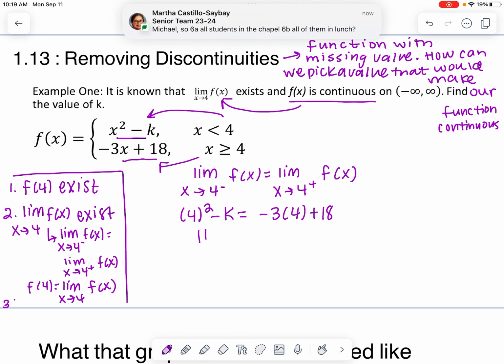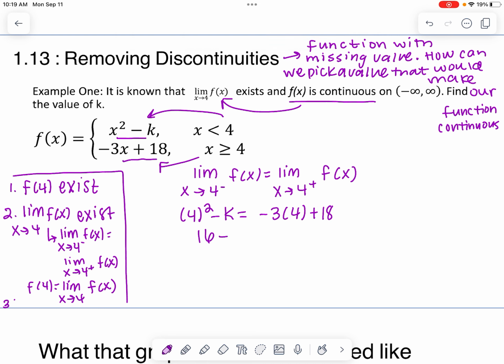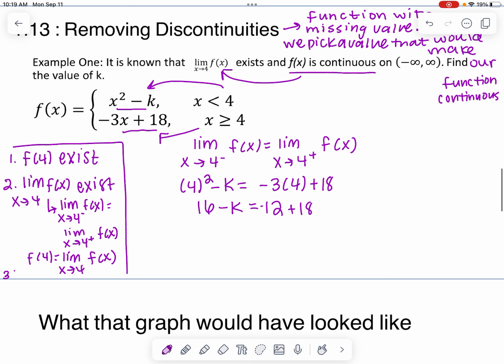4 squared minus k is 16. Negative 3 times 4 is negative 12. Negative 12 plus 18. So we know that this has to be true because this function is continuous. And so now we can just solve for k like we would solve any linear equation.